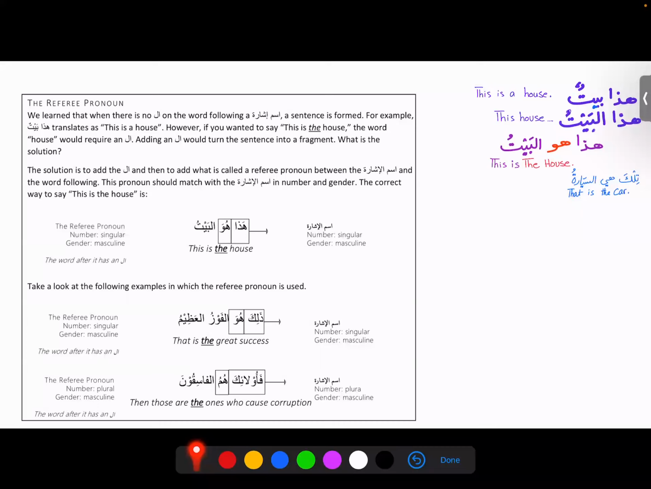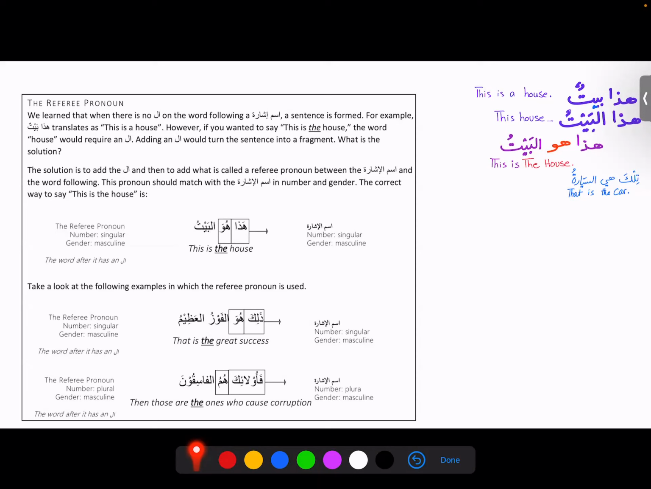So ismul ishara should match in number and gender with that pronoun. Ismul ishara over here, we can see that number is singular, gender is masculine, right? And now for the huwa, the referee pronoun, number is singular, gender is masculine. Okay, so they are going to match in number and gender.